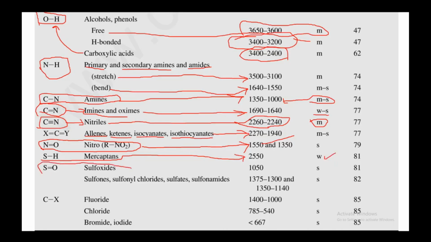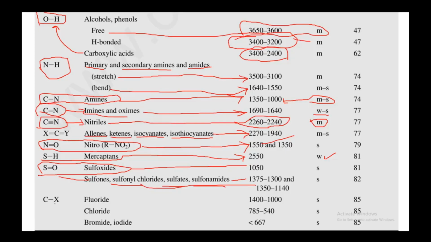Sulfur double bond oxygen is present in sulfoxides, sulfones, sulfonyl chlorides, sulfates, and sulfonamides, and this bond appears at around 1050 or 1375 to 1300. For sulfones and sulfonyl chlorides, it appears at around 1350 to 1140.